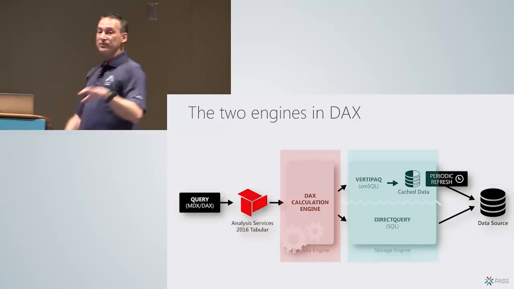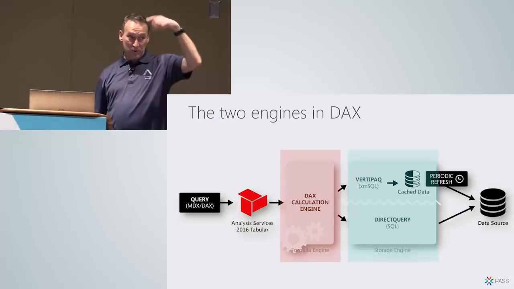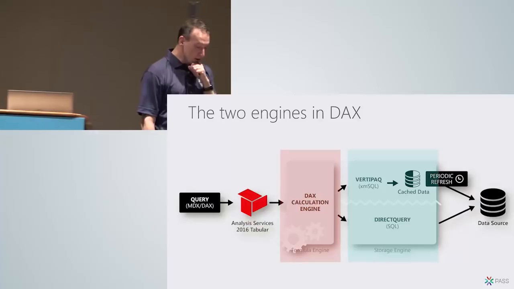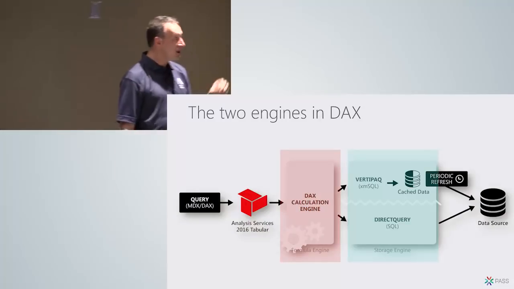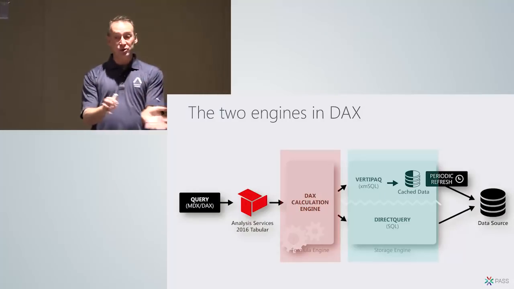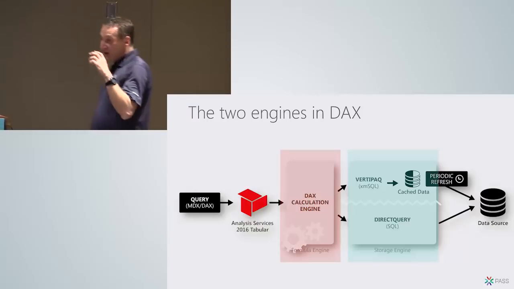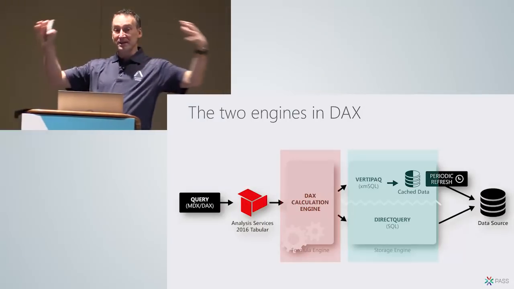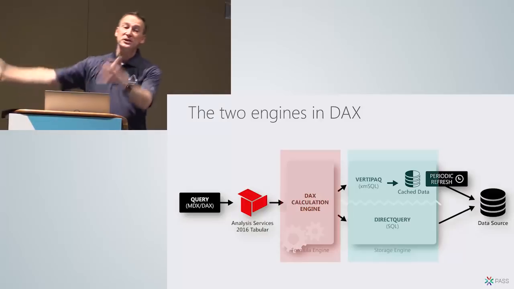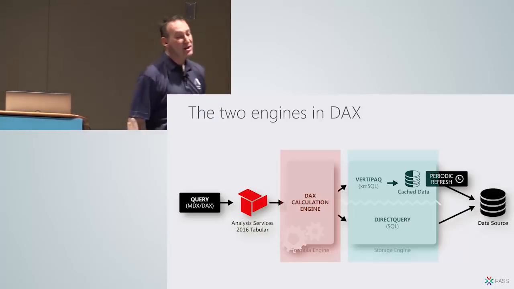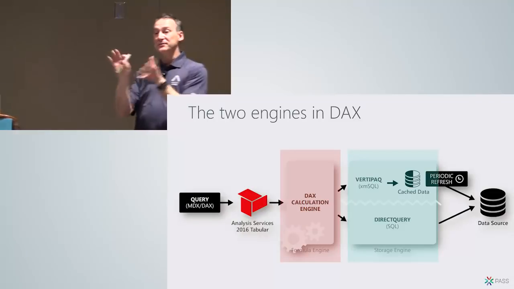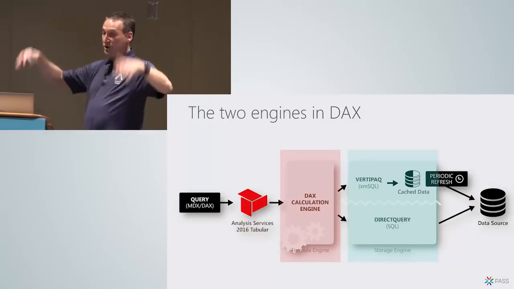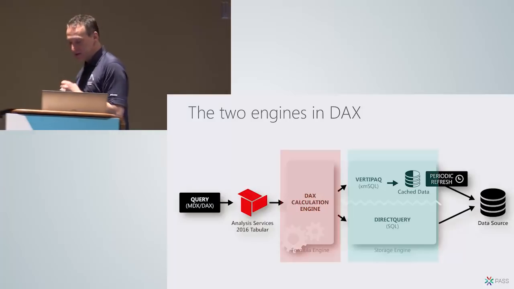Storage engine runs the low-level query. The queries that we have seen in XMSQL are executed actually by the storage engine on the column store generated for your model. Once storage engine returns the result of these queries, those results, which are called data caches, are sent to formula engine. Formula engine takes the result of data caches and then works on them in order to produce the final result.